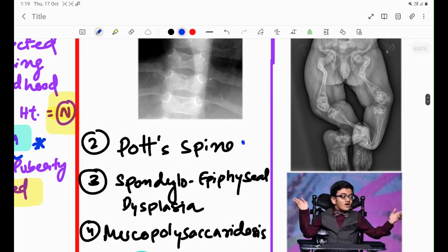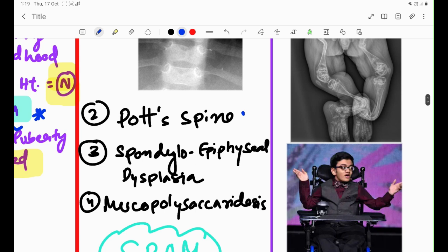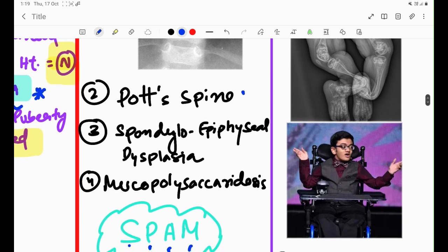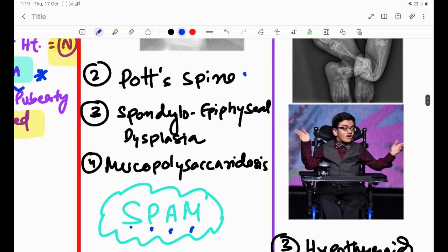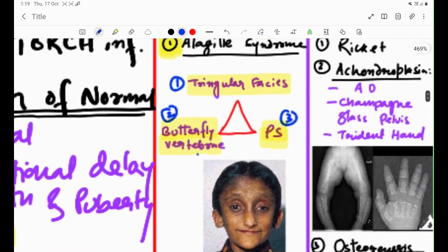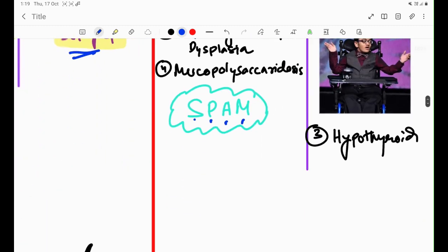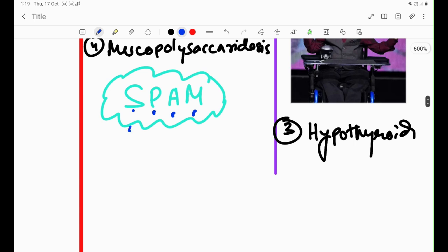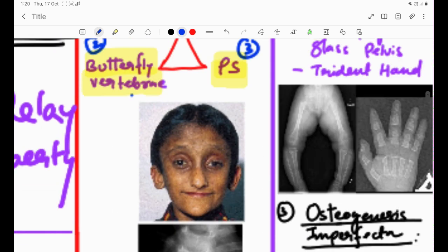Next cause is Pott's spine or caries spine, that is the TB of your spine. Then spondyloepiphyseal dysplasia and mucopolysaccharidosis. These are the causes of short trunk. The mnemonic I have added is known as SPAM. S for spondyloepiphyseal dysplasia, P for Pott's spine, A for Alagille syndrome, M for mucopolysaccharidosis. You can remember it as SPAM.